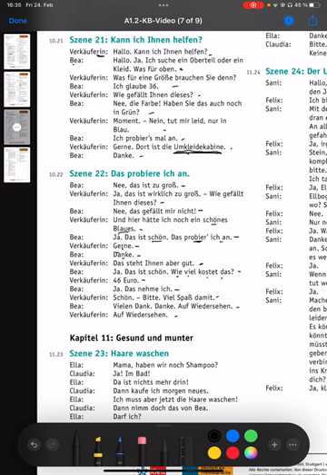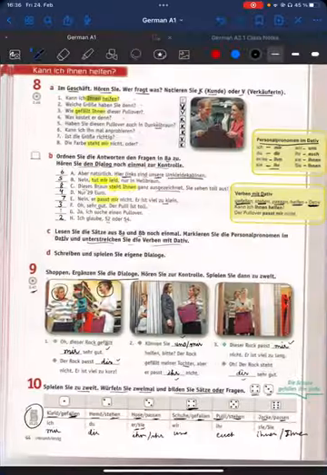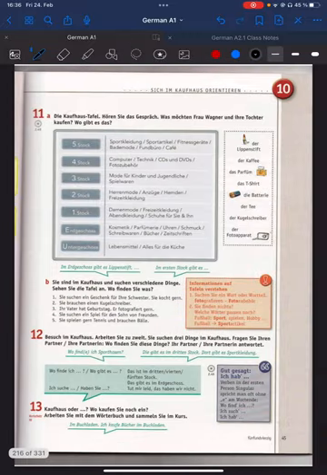46 euros. Yeah, das nehme ich. That I'll take. Schön, bitte. Viel Spaß damit. Have fun. Vielen Dank. Danke. Auf Wiedersehen. Okay. Let's proceed then with this.